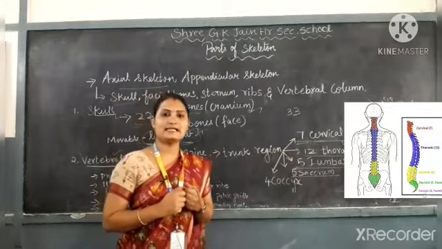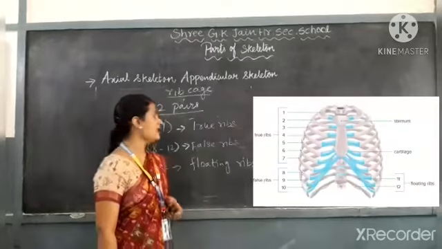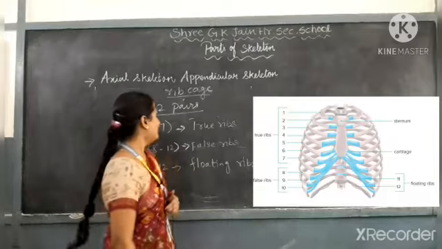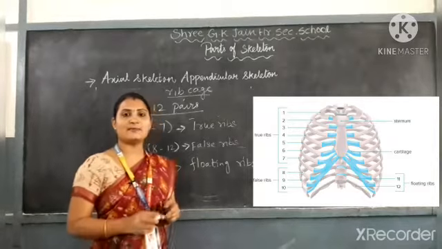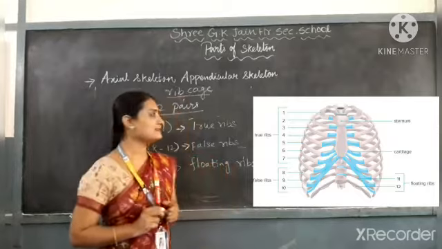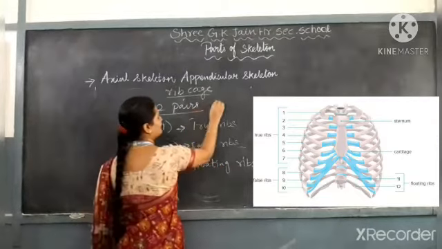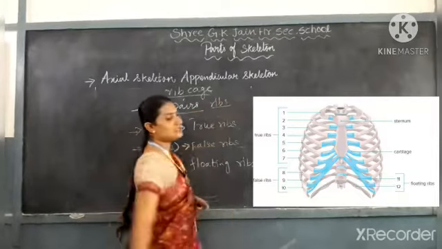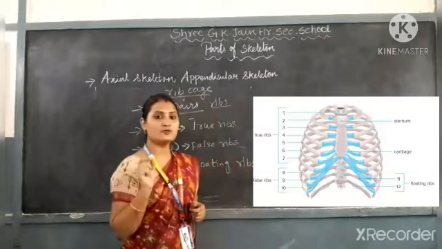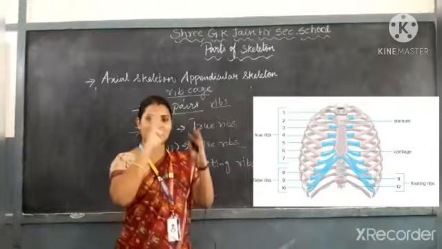Okay, the next one is the ribcage. It is also one of the axial skeleton system. The ribcage occupies the space in our chest region. The ribcage consists of 12 pairs of ribs. Ribs means the individual bones. There are 12 pairs of ribs which make up the rib cage.